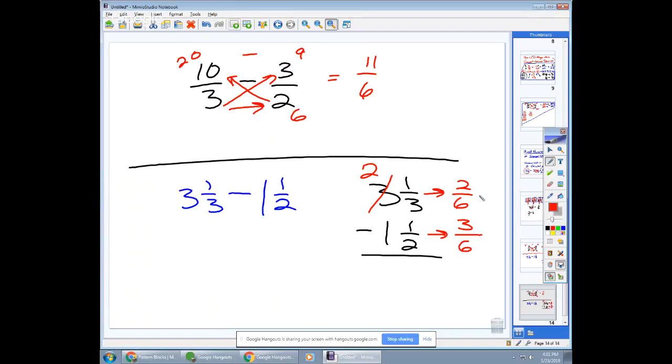What does this become then? 12? No. What did we borrow? A whole. What is a whole here? 6 sixths. So this now becomes 2 and 8 sixths. That's different than the way I borrowed before, kind of. But before we were borrowing tenths, or tens. Okay, so now I can do 8 minus 3.